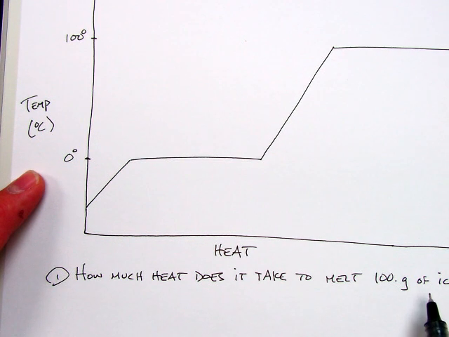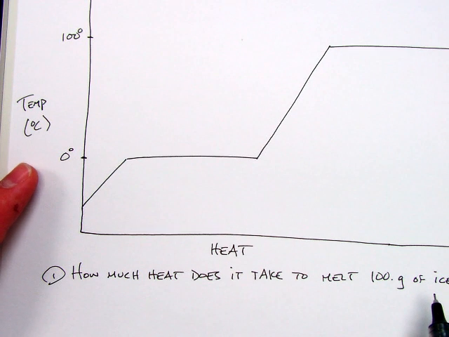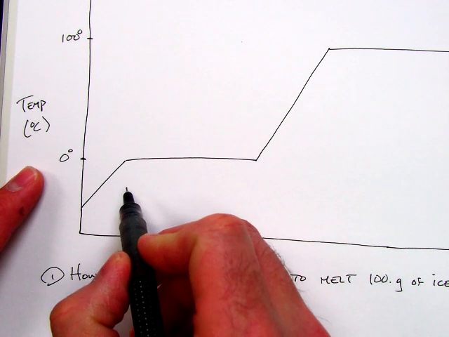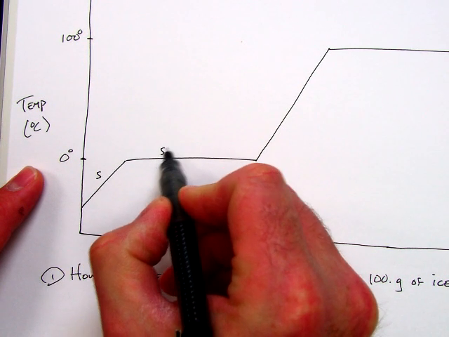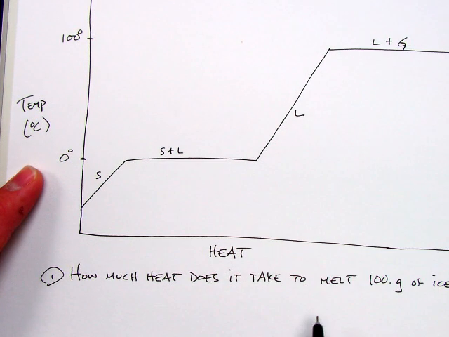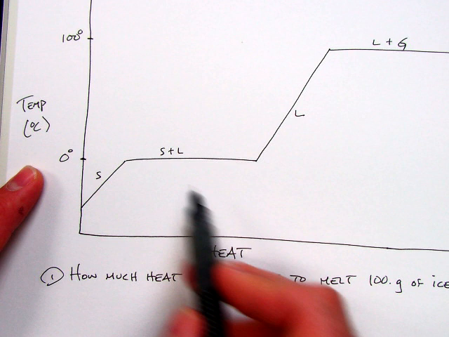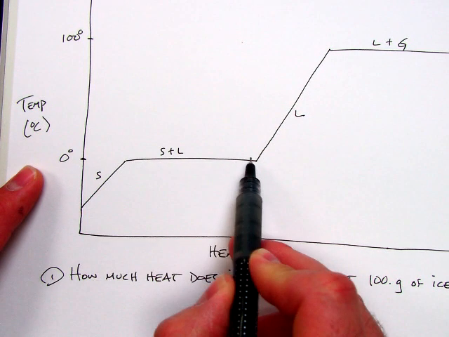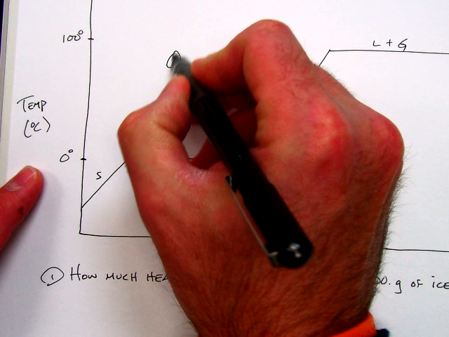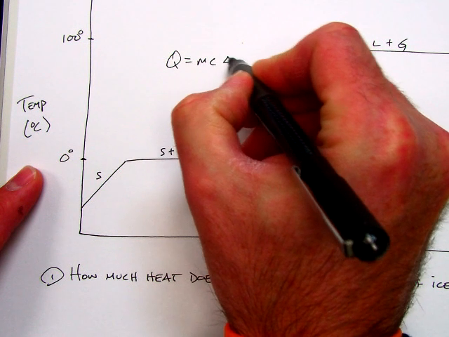The first thing you want to recognize is where you are on your phase change diagram. As far as my phase change diagram here, I've got solid, this is solid plus liquid, liquid, and liquid plus gas. So if I'm in the melting stage, that means I'm in this flat part right here. Now, when I go about doing these calculations and I think about heat, I think about my heat formula, Q equals mc delta T.